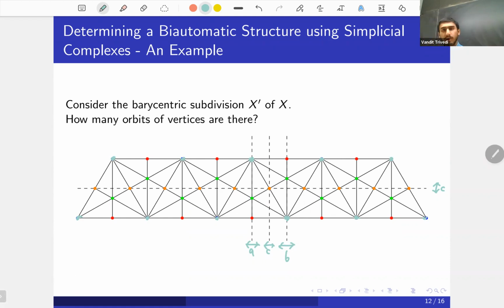And the same thing you could repeat for the other vertices that I've marked. I've already colored them in. So if you look at the midpoints of the edges at the bottom that are marked in red, they form an orbit along with the vertices at the top. The vertices along edges that connect the top to the bottom also form an orbit, as do the centroids of the triangle. So there are 4 orbits of vertices in this case.